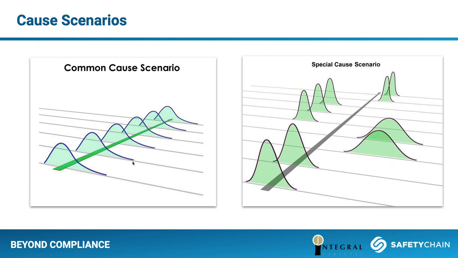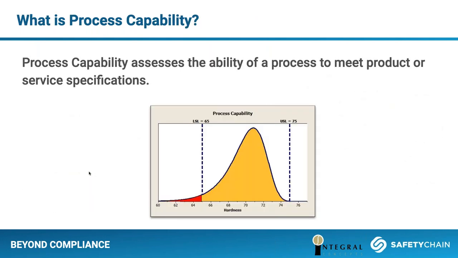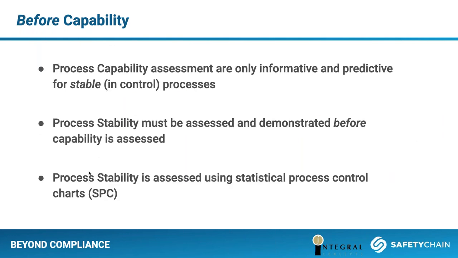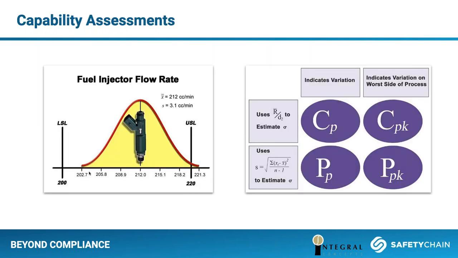If I look at this left picture, and this is an in-control process, and I had a spec here, here I can assess what will be out of spec because the distribution is staying the same over time. And so here I can do it. So one requirement of doing a good process capability assessment is I have to have stability first, but that means I'm doing SPC. And the other thing is I have to also know what kind of distribution I'm looking at.